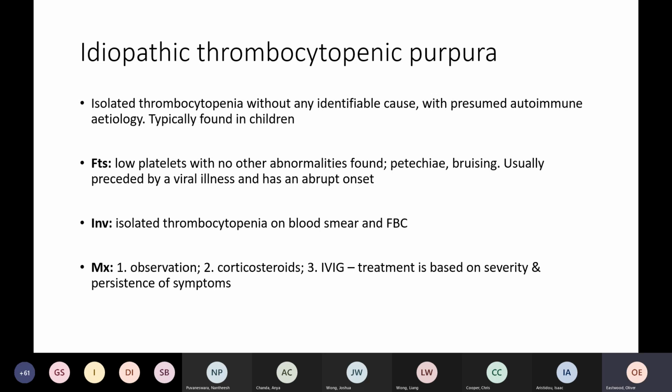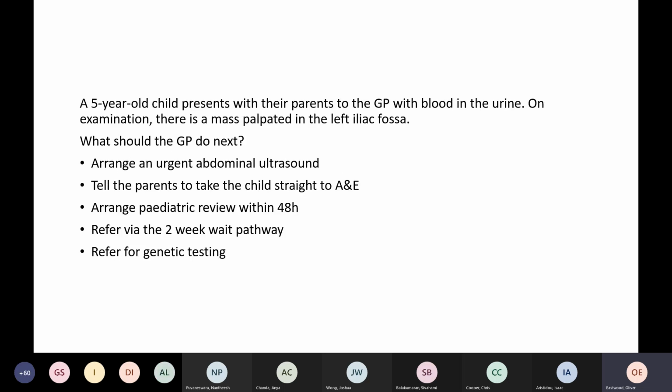Then you've got ITP, which commonly you'll see as a differential as well. Again, another topic you've probably done a little bit in heme. So the key is that in every aspect, it's only an isolated thrombocytopenia with nothing else going on. So in terms of symptoms, the blood film, the blood count, everything is just thrombocytopenia. And your treatment is basically based on initial severity. So are they bleeding? Do they have purpura? Stuff like that. And if it keeps on coming back, but your default is probably to not do anything with them. I think this is our final SBA.